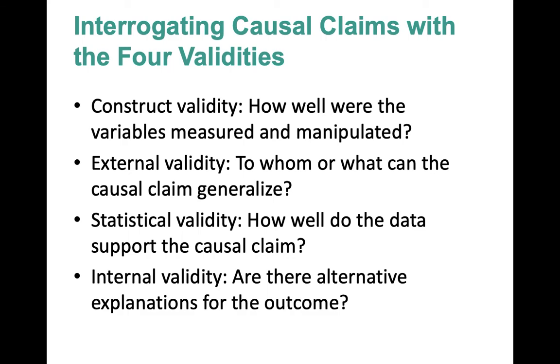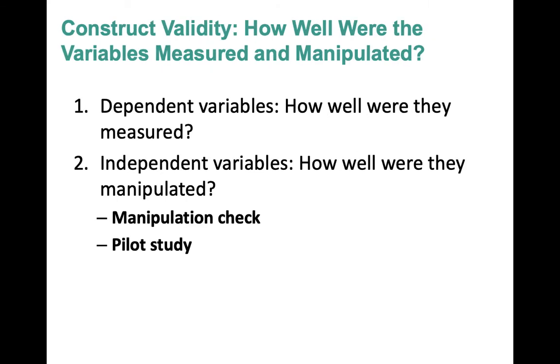And then internal validity: are there alternative explanations for the outcome? Let's review construct validity. To interrogate construct validity, we're really asking how well the dependent variables are measured and how well the independent variables are manipulated. In the note-taking study, you could take a look at the types of questions that the researchers asked the students, and then you could evaluate if those were actually good measures of factual learning or conceptual learning. So that would allow you to make a judgment as to the construct validity of the dependent variable.